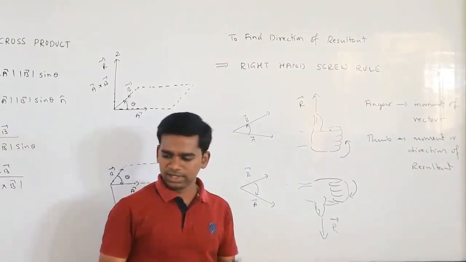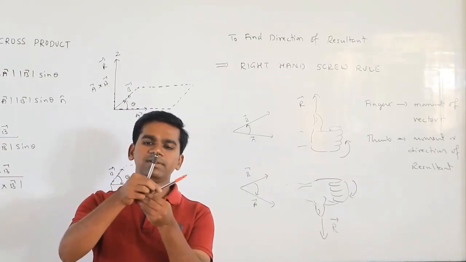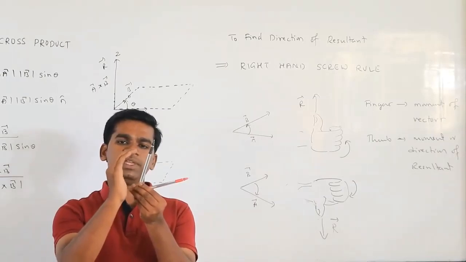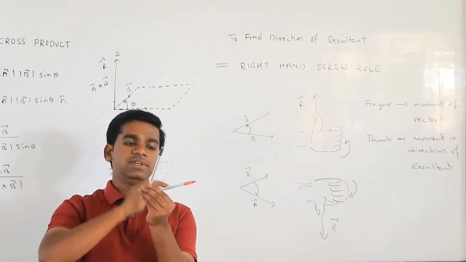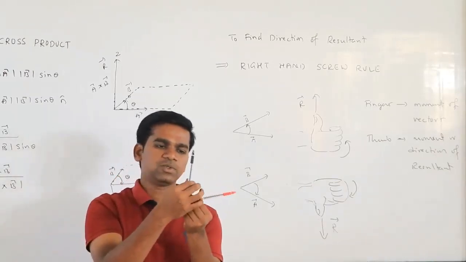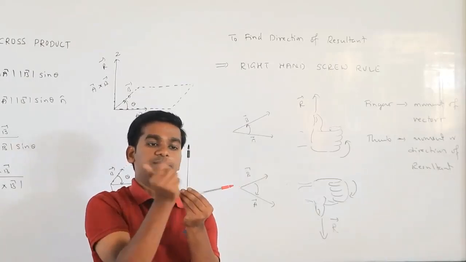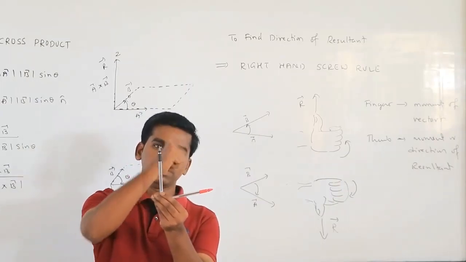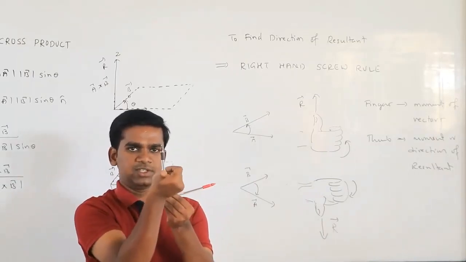Suppose these two are the vectors, and a vector going from A to B. So what will be the result? A to B means this is A and this is B, so the vector is towards me. If it is moving from red to black, the direction is towards you. If black to red, the direction is towards me. Thumb is here. From red to black, direction is towards you.